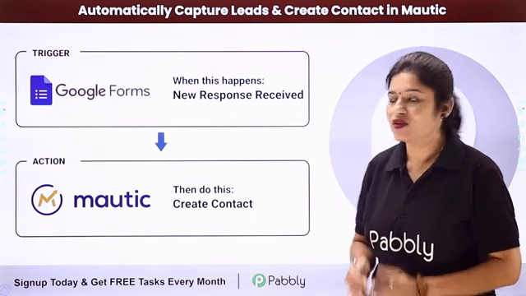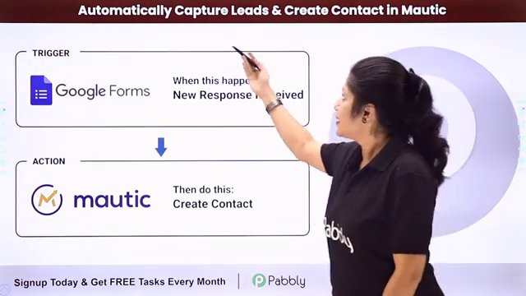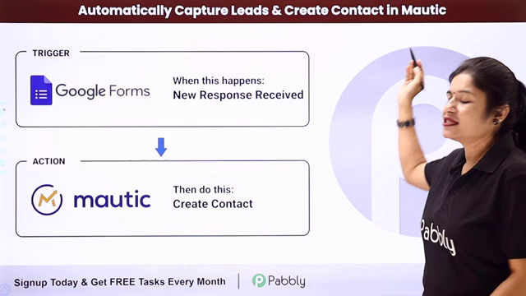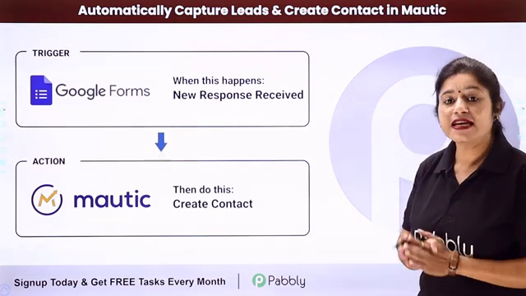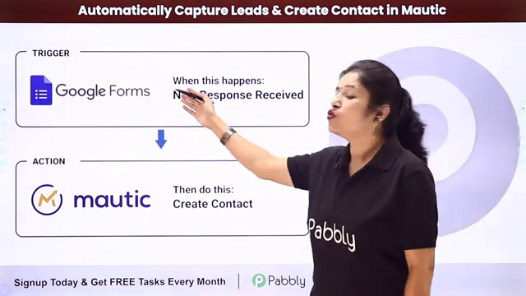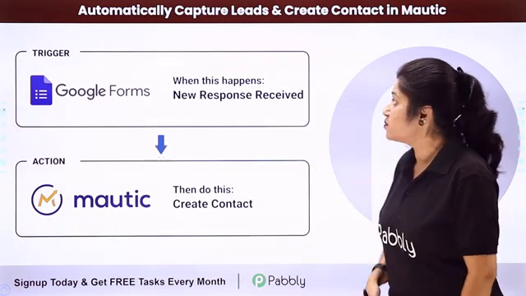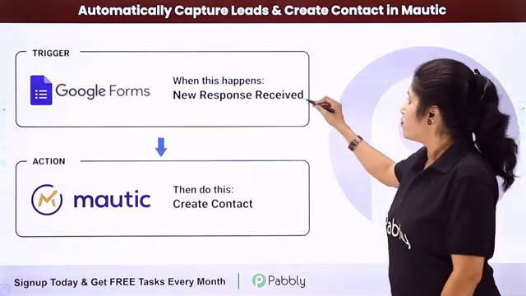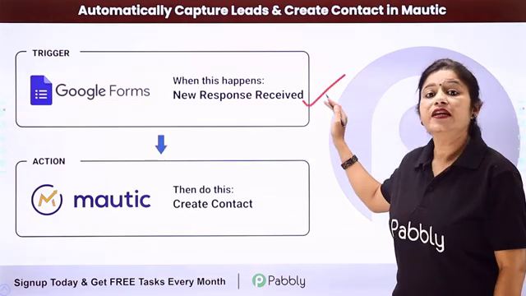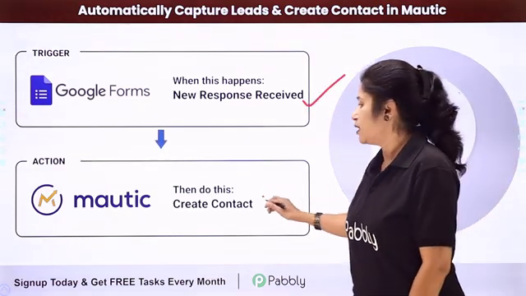In this video, we are going to learn how you can automatically capture leads and create contacts in Mautic. So the idea here is that you have created a form using your Google Forms. Now you want that whenever that form is filled and you receive the responses, using the details of the form submission, automatically a new contact should get created into your Mautic account.